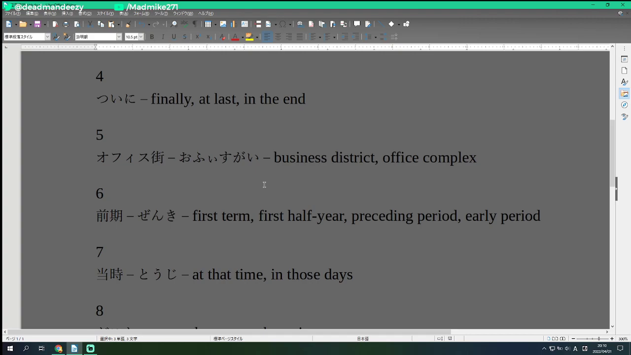Number 4 is tsuini. This is an adverb, kind of. It means finally, at last, or in the end. This is close to tsuku, which is to attach, and I like to think of it that way, as in tsuini, finally attached at the end is something. Tsuini is finally or in the end.